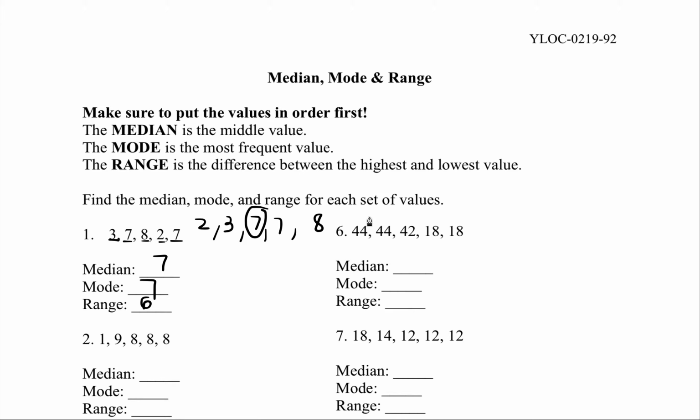And let's do number 6 together. So let's put these numbers in order first. So we're going to put them in order from 18, 42, oh, I'm sorry, there's 42 next. Then 44.